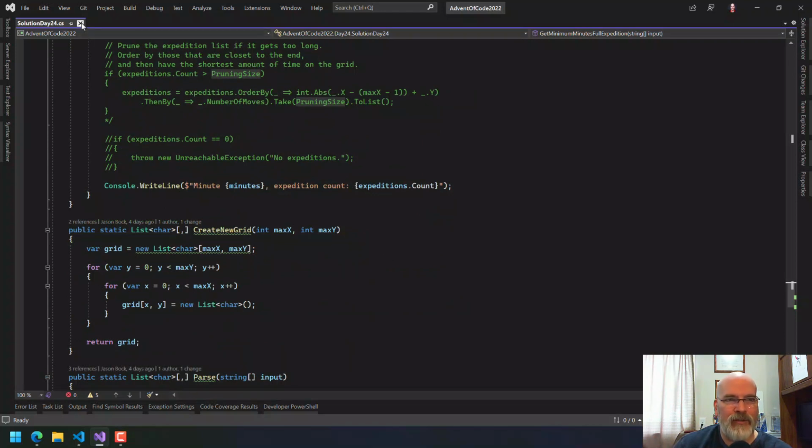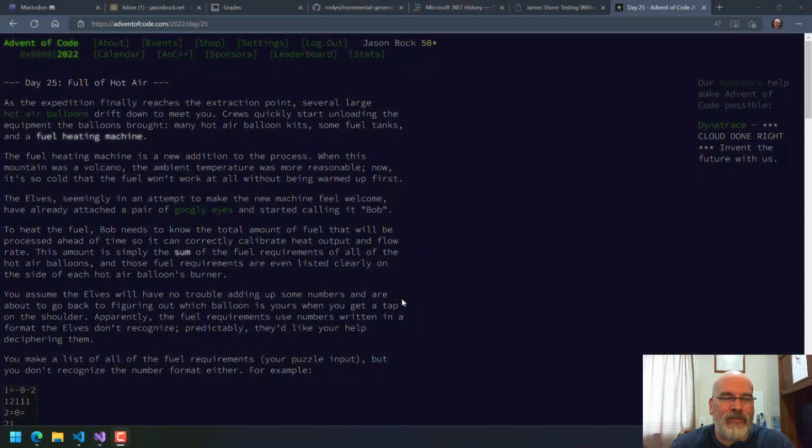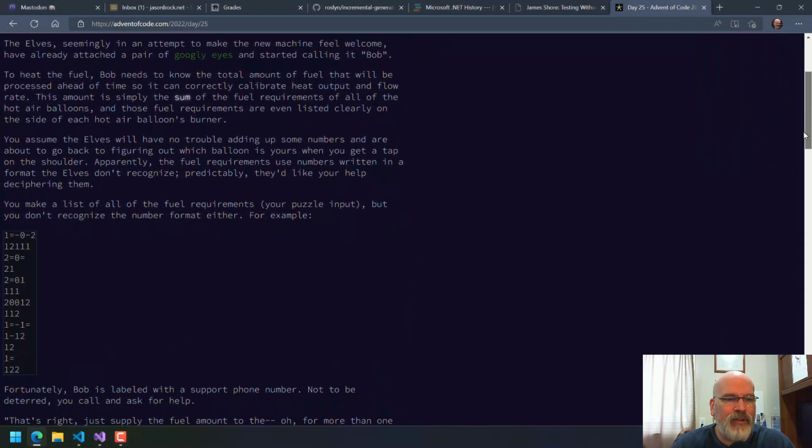And yeah, that made this one fairly easy to solve, but it took some time to get to that final state. And the last one, this is only one part, day 25, full of hot air, snafu numbers. So you're given a number here that's in base 5.